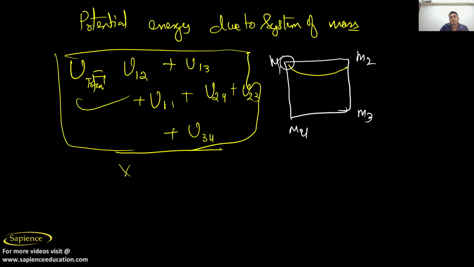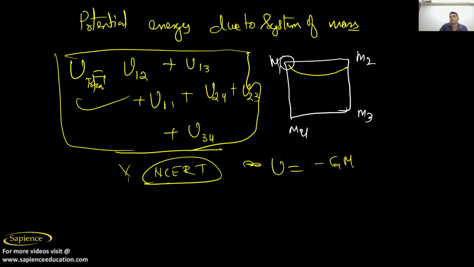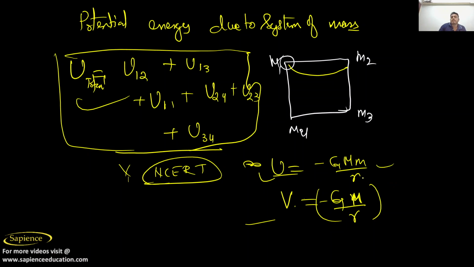Please try to solve NCERT questions so that you are able to understand. It is very simple. Always remember this formula: potential energy is equal to minus G M small m by r. And if you want to find potential, this will be G capital M by r, and this is minus. So use this formula to find out anything.